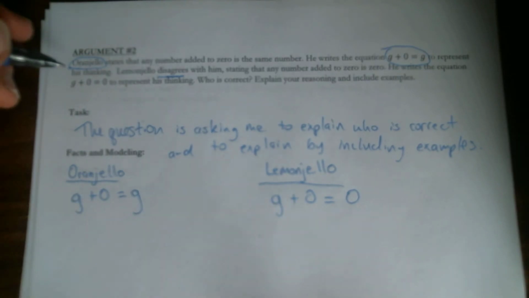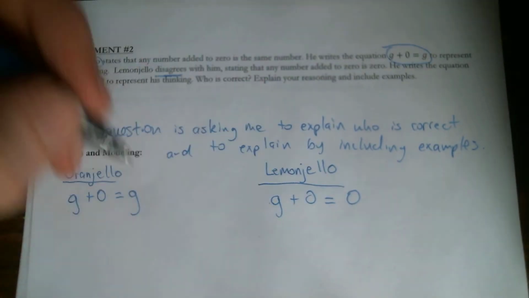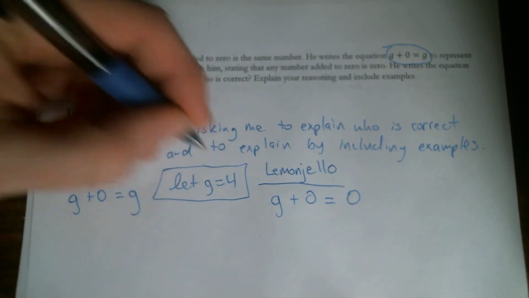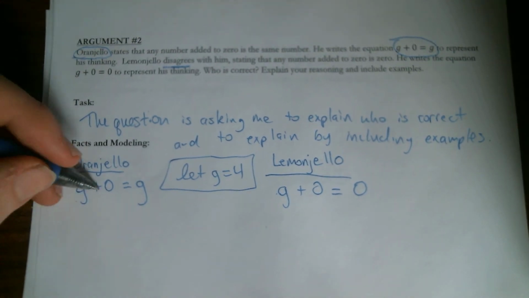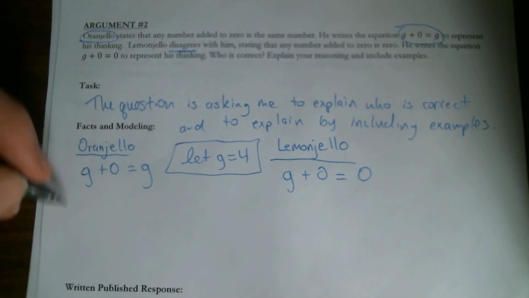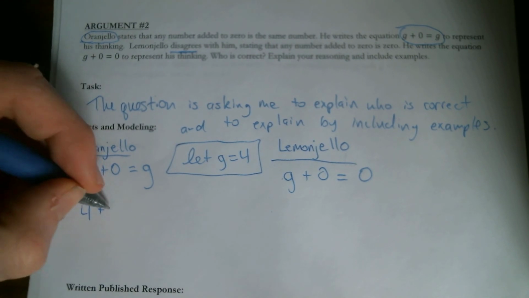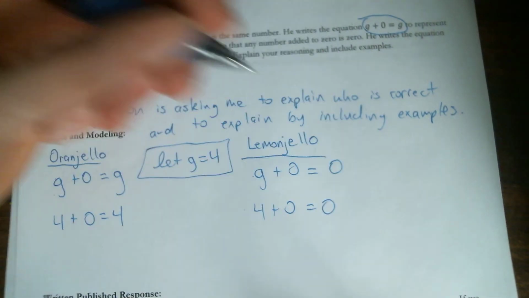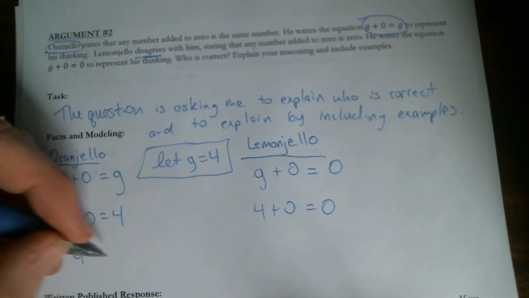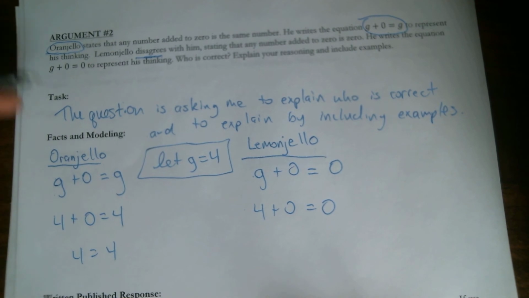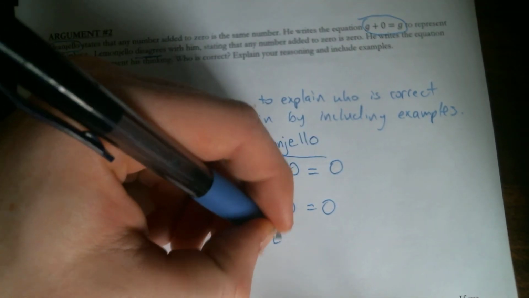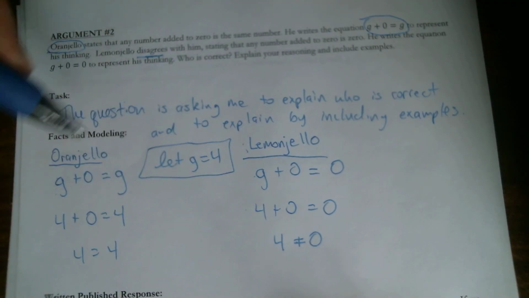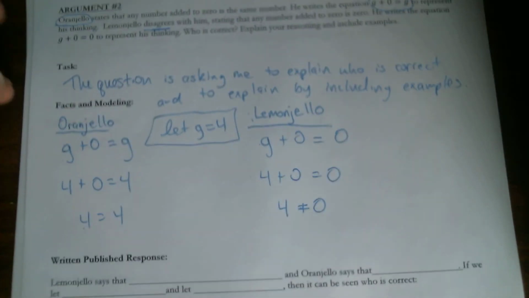Well, in order to prove if these guys are true or not, let's define what G is. Let's say G equals 4. So let's try this and see what happens. G plus 0 equals G. Well, G is now 4. 4 plus 0 equals 4. Over here, 4 plus 0 equals 0. Who's correct? Obviously, Orangelo is the correct one. 4 plus 0 is 4. 4 does equal 4. Over here, 4 plus 0 is 4. 4 does not equal 0. So Lamangelo, you are not correct. Orangelo, you are correct.